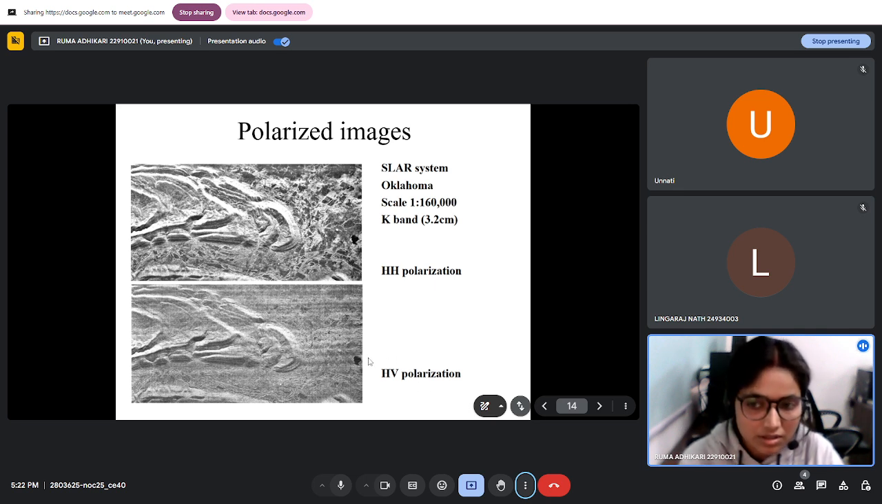So when we want to detect vertical structures, we will use the HV band. If we want to look for smooth, horizontal surfaces that do not have any height on the terrain, there HH is sensitive.